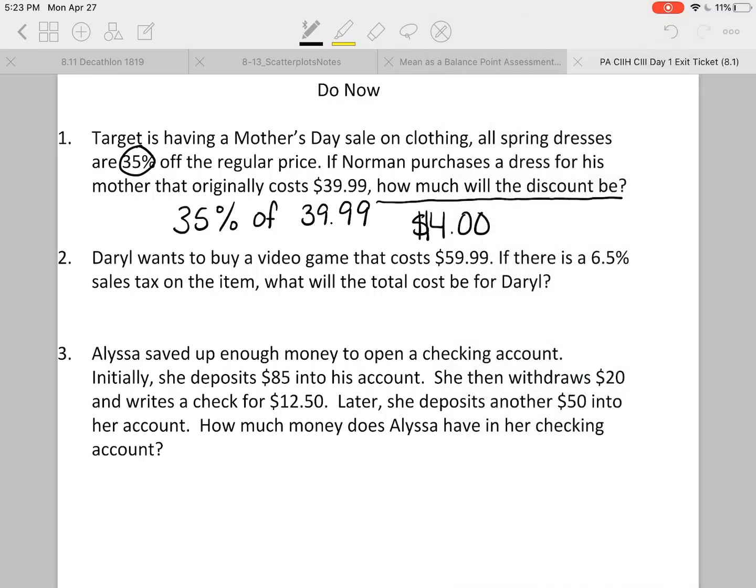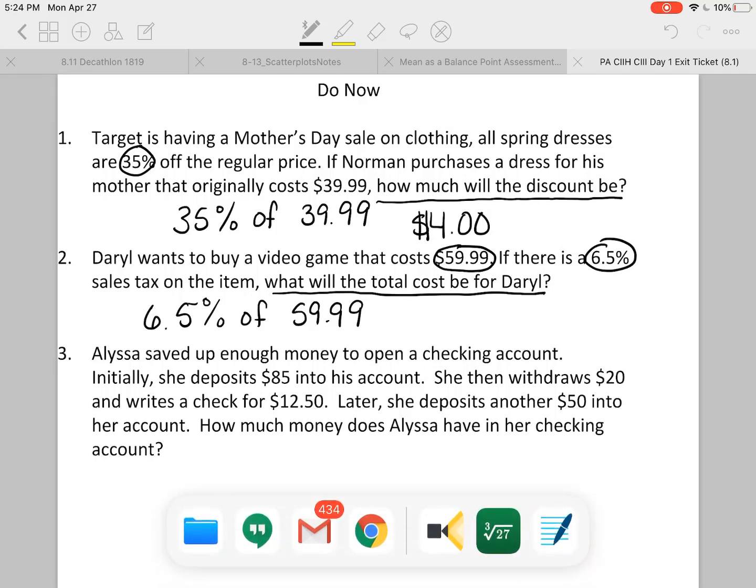Question 2. Daryl wants to buy a video game that costs $59.99. If there is a 6.5% sales tax on the item, what will the total cost be for Daryl? So in this case, we don't just find the amount of tax, we also have to find the cost after the tax. So using the same formula, I need to find what that portion, that 6.5% of $59.99 is. And we can do that with Desmos.